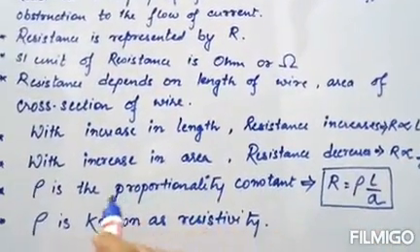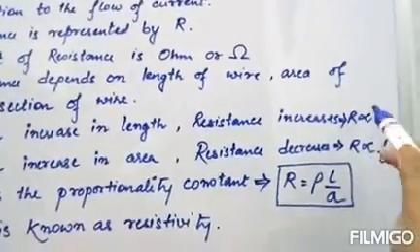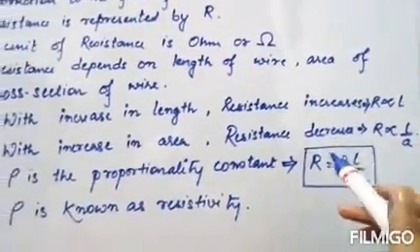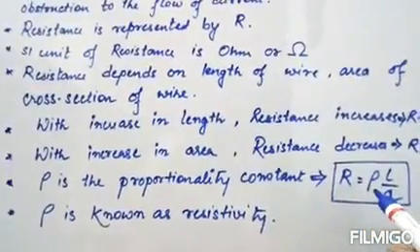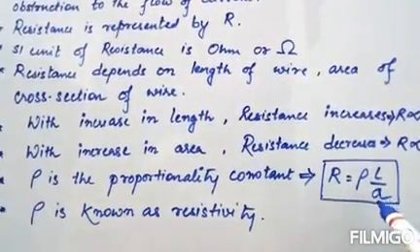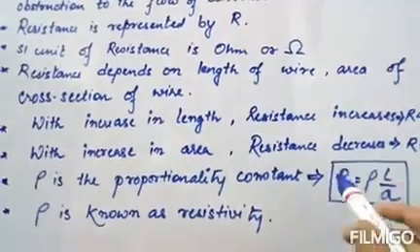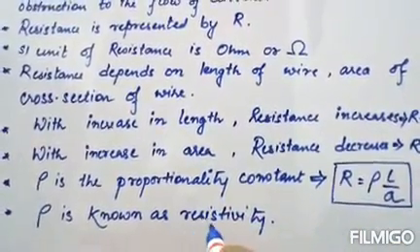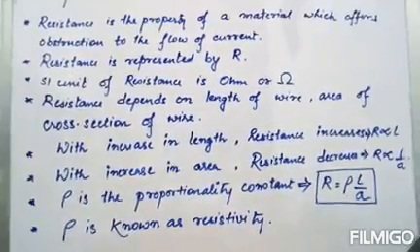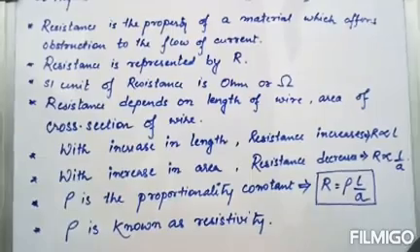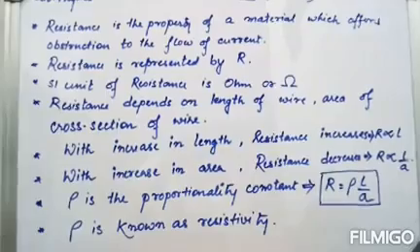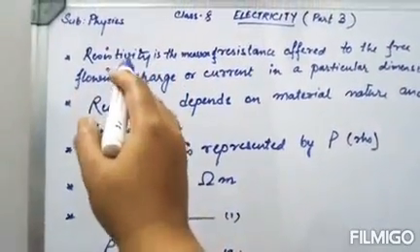Now to remove this proportionality, we have to bring in a proportional constant, and that proportional constant is known as rho. So we can say R is equal to rho L by A. And what is rho now? Rho means it is resistivity. Now what is resistivity? Did you copy it down?